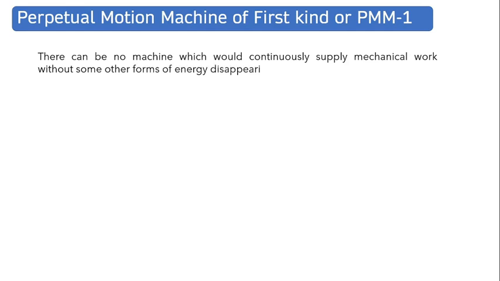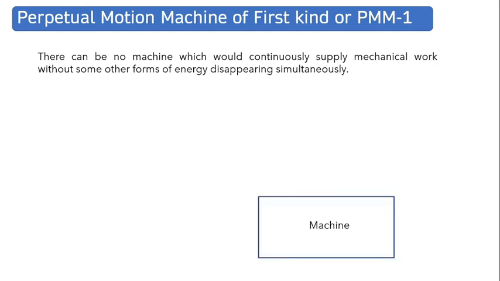Now come to the perpetual motion machine of the first kind. The first law states the general principle of the conservation of energy, that is, energy is neither created nor destroyed, but only gets transformed from one form to another. So there can be no machine which would continuously supply mechanical work without some other form of energy disappearing simultaneously. Such a fictitious machine is called a perpetual motion machine of the first kind, or in brief PMM1. So a PMM1 is thus impossible.